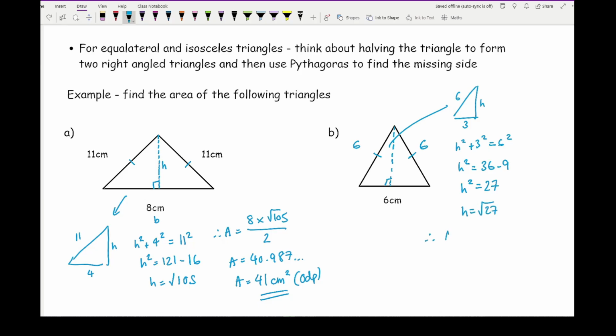So therefore, working out the area of the triangle using base times height, we've got base of 6, a height of root 27, divided by 2. And again, if I stick that all into my calculator, I get an answer of 15.588, and then rounding that number, I get 15.6 centimetre square, and that's to 1 decimal place.